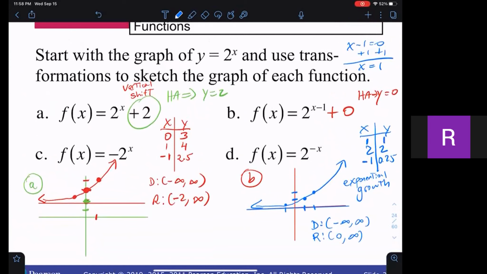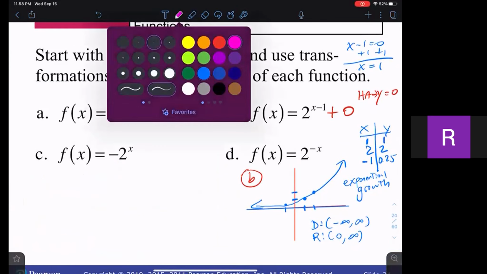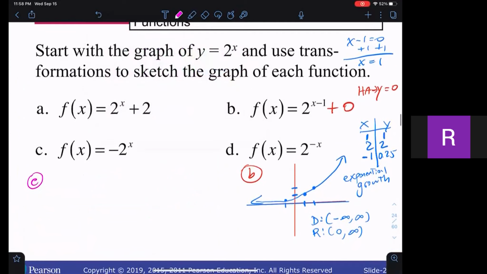I'm going to erase these ones because I need the space to do C and D. Okay? So C, I'm going to put that in another color. C, again, right? So the first thing you should do is, there's no number here, right? This is plus 0. So the horizontal asymptote is y equals 0 for C. And now you need to plug numbers, right?